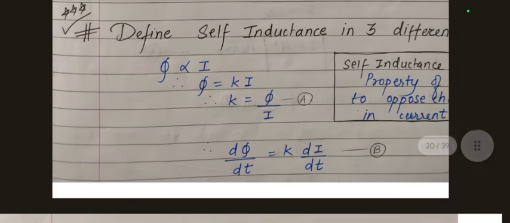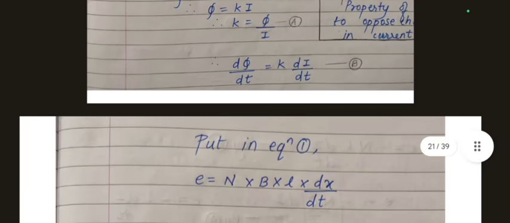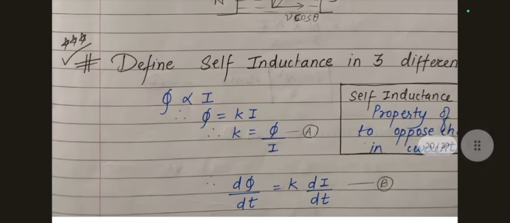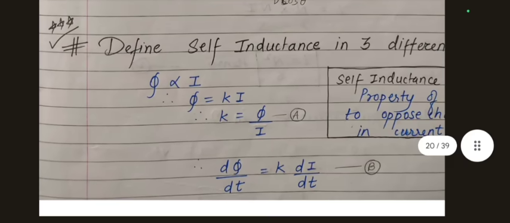Okay. Now let us see what is self-inductance in 3 different ways. Here this is a very important topic. Write in your notebook if you have. This derivation is very important because it is asked many a times, like define self-inductance in 3 different ways, because we have to give 3 different formulas for self-inductance.